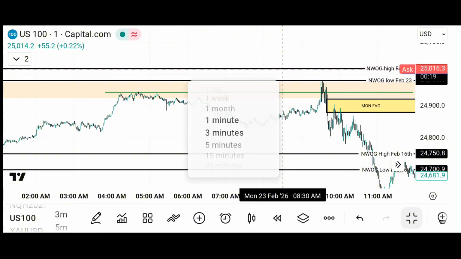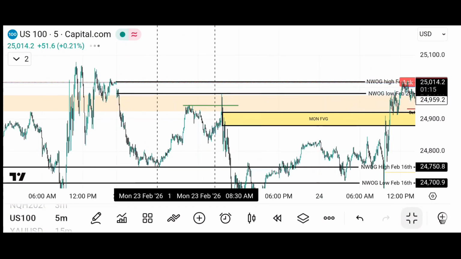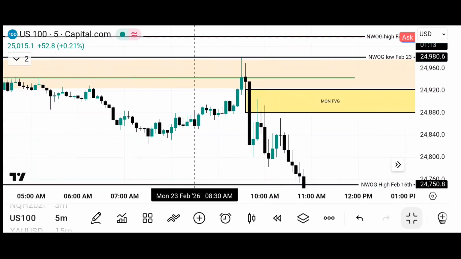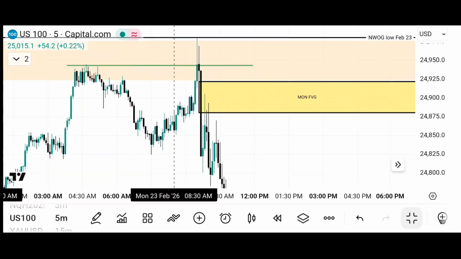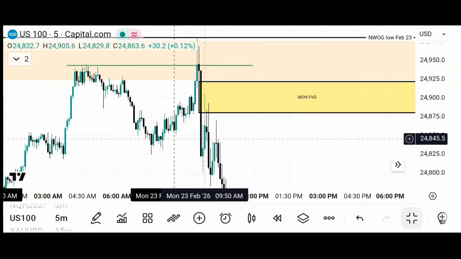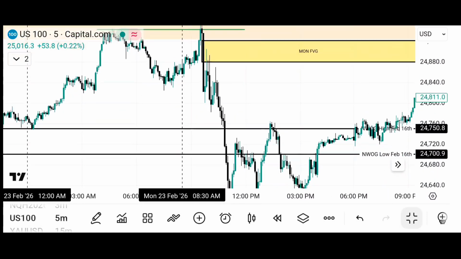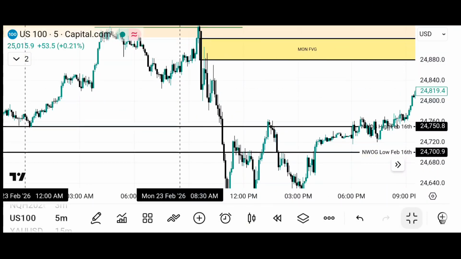So back into the 5 minute time frame. Okay, after taking out this high, then this gap down, then price traded up into the Monday first presented fair value gap. Then drop down further.